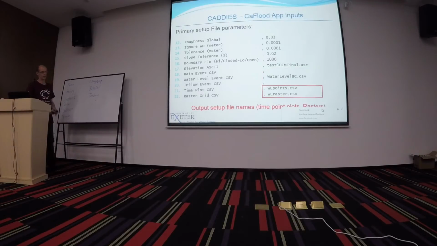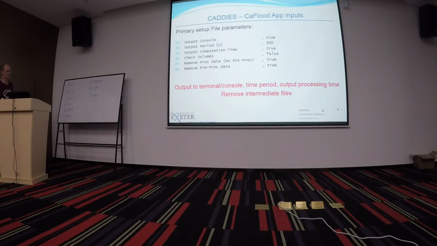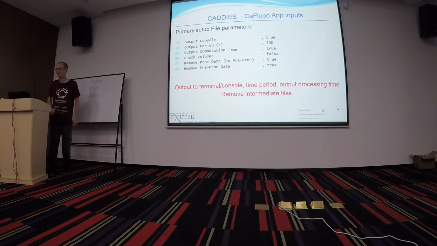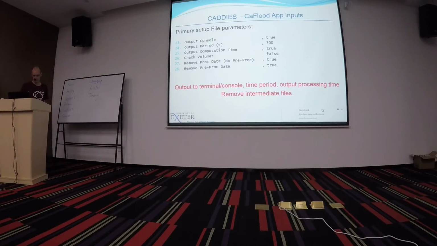Lastly, on this page, you have some outputs. So you have to tell it what outputs you want. Very lastly, there are some smaller settings, things like whether you want it to output some information to the terminal and tell you how long it's taking, check the volumes. It's not really necessary because the system will balance the volumes. Of course, you probably want to remove the intermediary files.